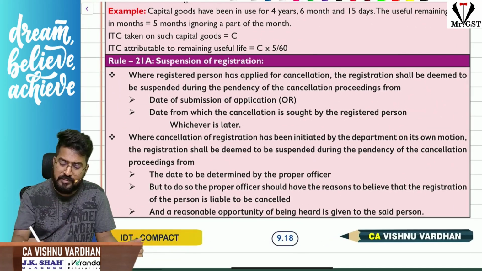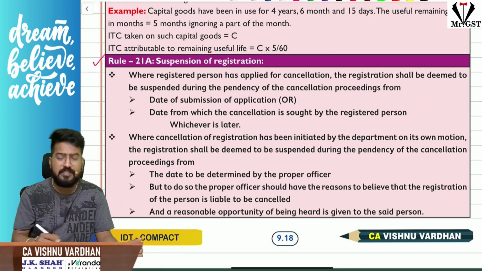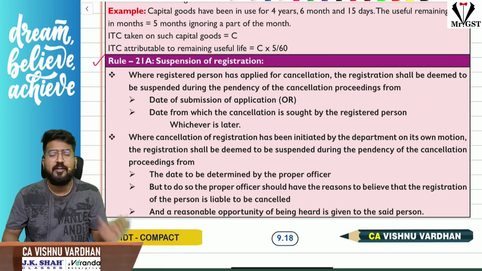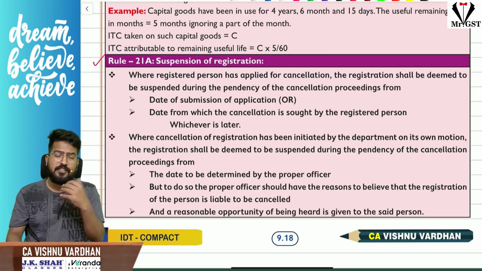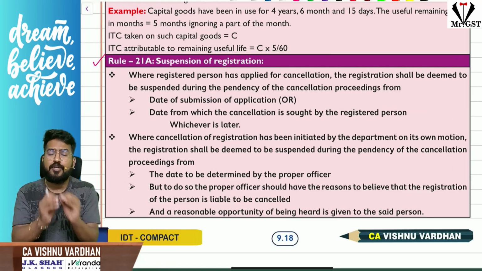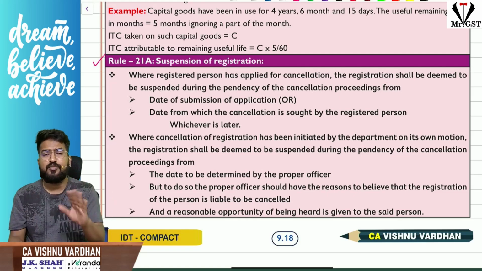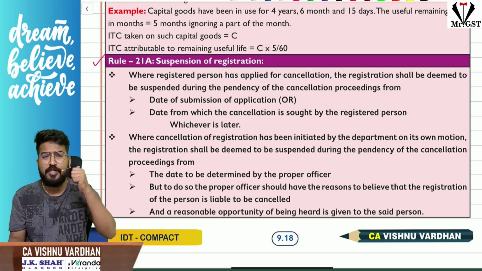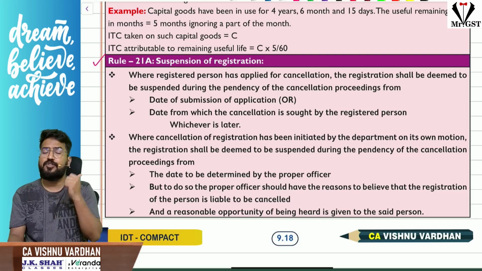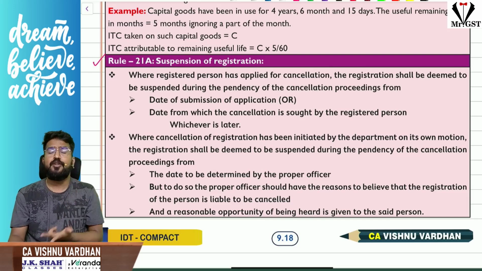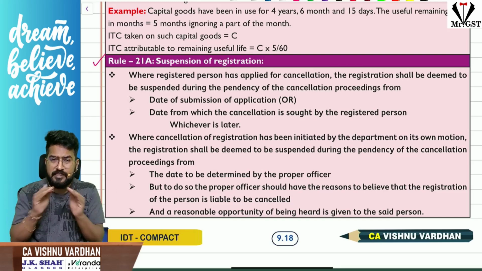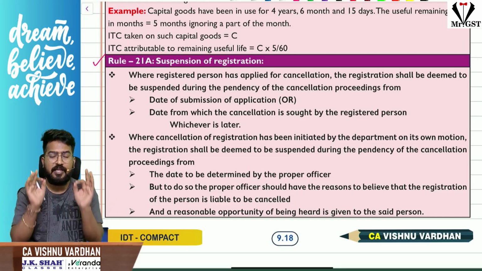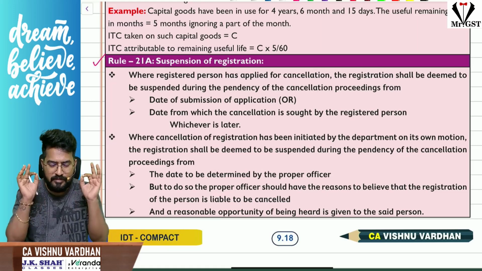Suspension of registration. Understand, sir, when your registration is being cancelled, first they'll give you a show cause notice, and till the registration cancellation proceedings are pending, your registration will first be suspended. Registration suspended means that during that period you cannot file tax returns, you cannot issue tax invoices, and you cannot make any taxable supplies. So till the cancellation proceedings are concluded, your registration shall be suspended.